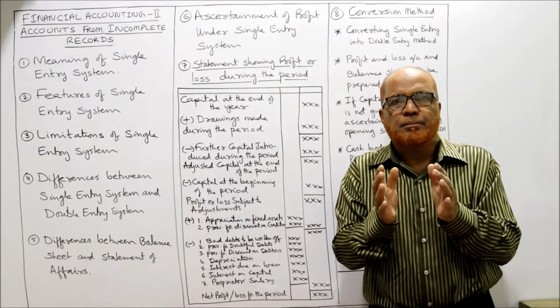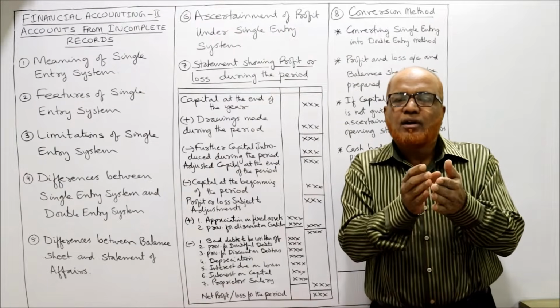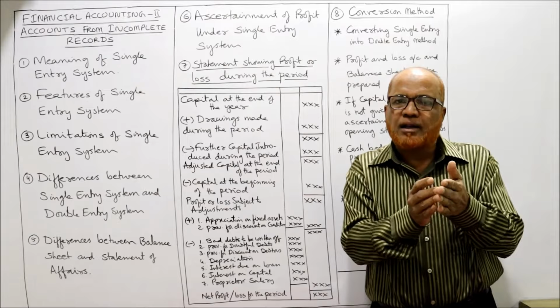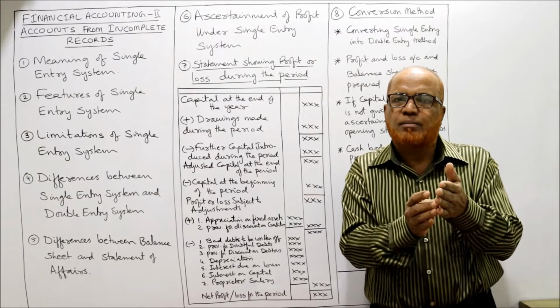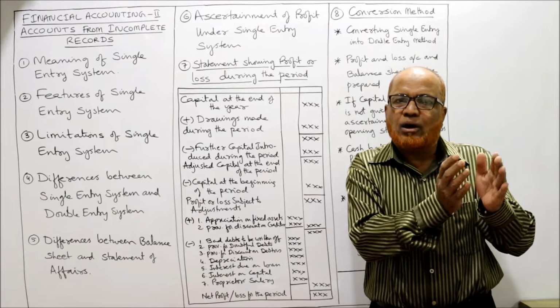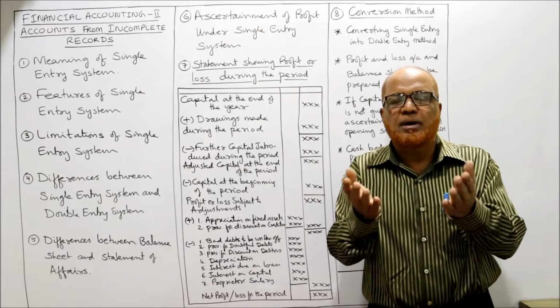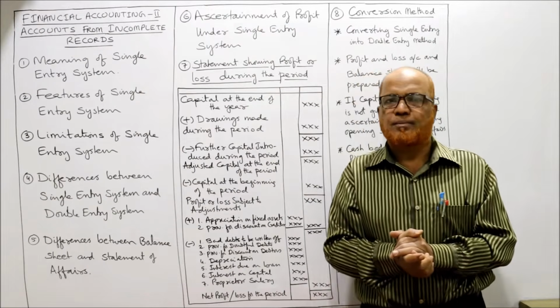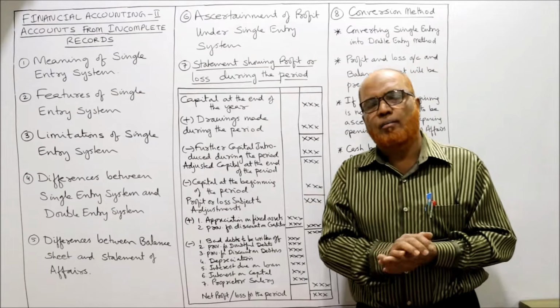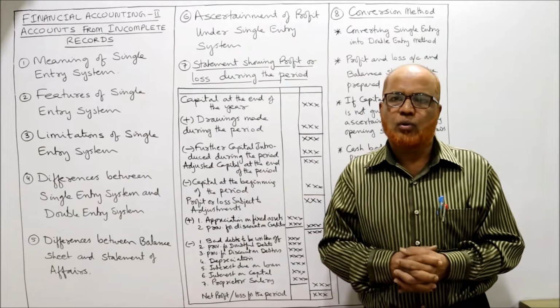So this method, ignoring some transactions, partly recording some, and fully recording some, where only personal accounts and the cash book are maintained and no nominal or real accounts are kept, is called the single entry system. Now the question arises in your mind: why will this method be followed?